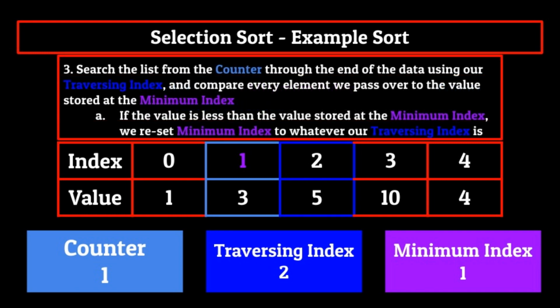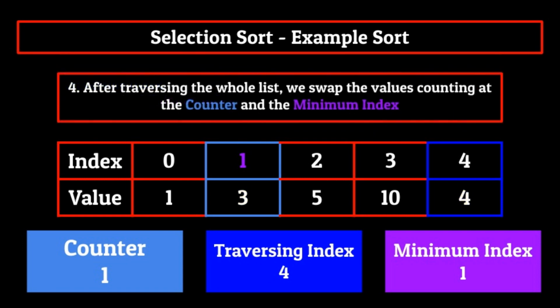Now we just do the whole process over again. Luckily, as we get further and further into the list, the number of elements we have to compare decreases. Once again, we repeat our steps. We compare 3 to 5, and since 3 is less than 5, keep the minimum index set to 1. Then we increase the traversing index and compare 3 to 10. We again don't swap for the same reason as before. Finally, we increase the traversing index one more time and compare 3 to 4. Since 3 is less than the value, we keep all of our data the same.